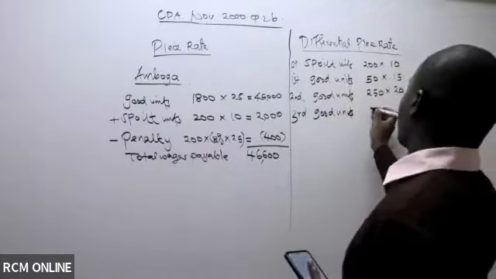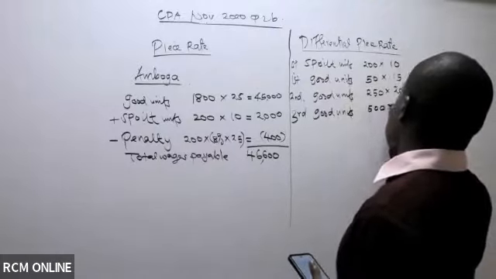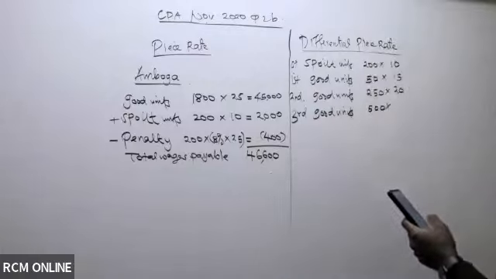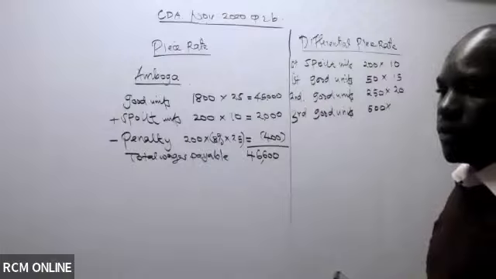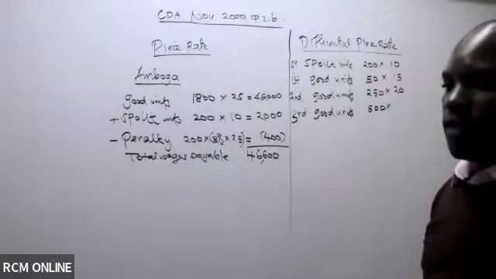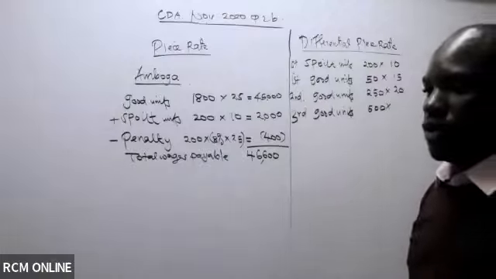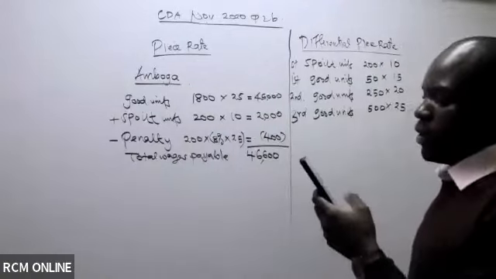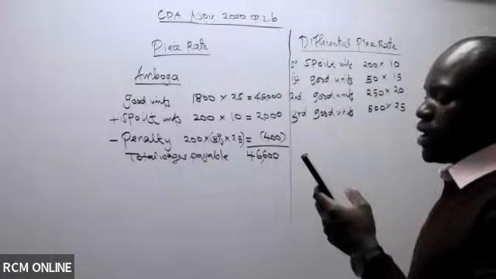We have 500, right? So the 500 units will be paid for at what rate? 25 shillings, right? Now, then we go to the next bar.